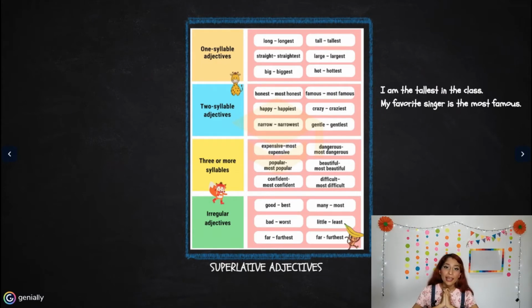So the superlative adjectives are different. In this case, we add -est. Longest, tallest, straightest, largest, biggest, hottest. So we have the adjectives that have 3 or more syllables. Expensive. Expensive has, I think, 9 letters, but it has 3 syllables. Expensive, most expensive, most dangerous, most popular, most beautiful, most confident, most difficult. You need to pay attention also to the irregular ones, furthest, farther, etc. We are going to use them right now so we can do the activities from the student's book.